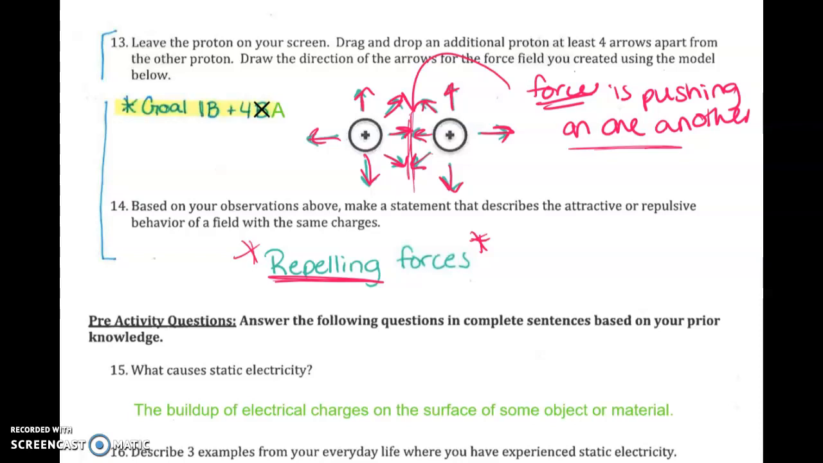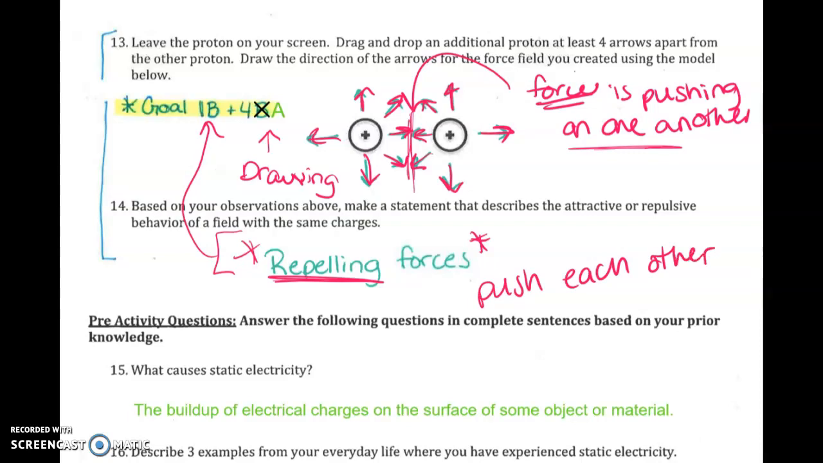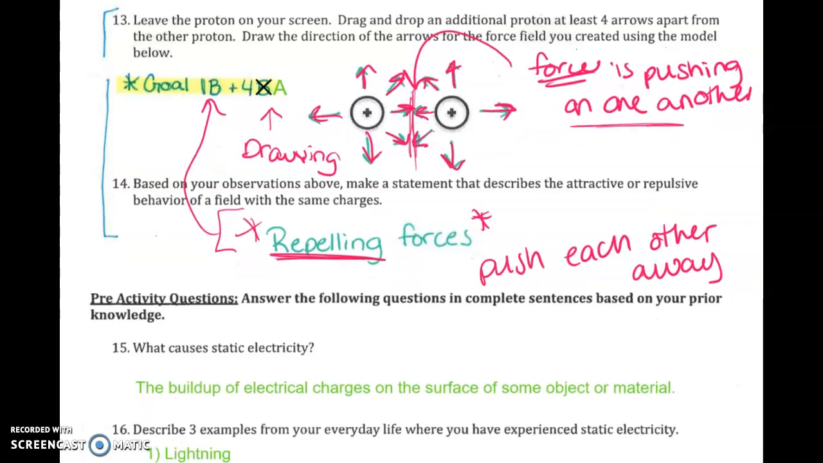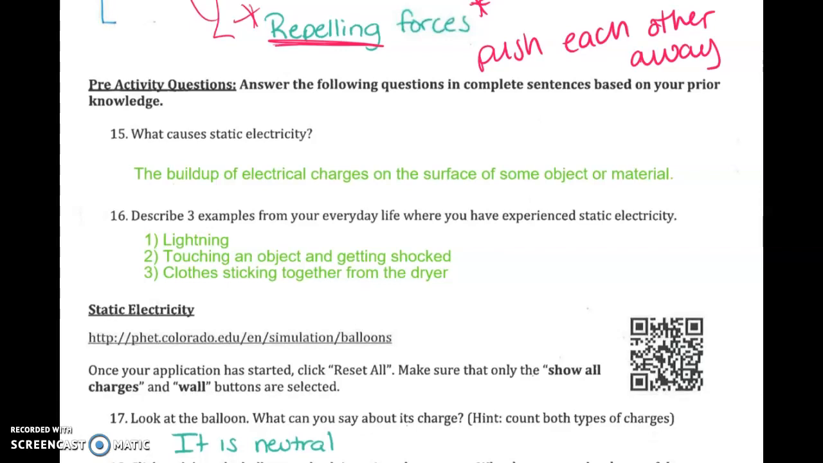So 4A, once again, is the drawing. My pen got messed up. And 1B is referencing that if they're the same charges, they're going to be repelling forces, and they're going to want to push each other away. So that's the main gist of positive and negative charges, how you would draw them, and their interactions with each other. I'm going to go to the second part of the lab real quick.